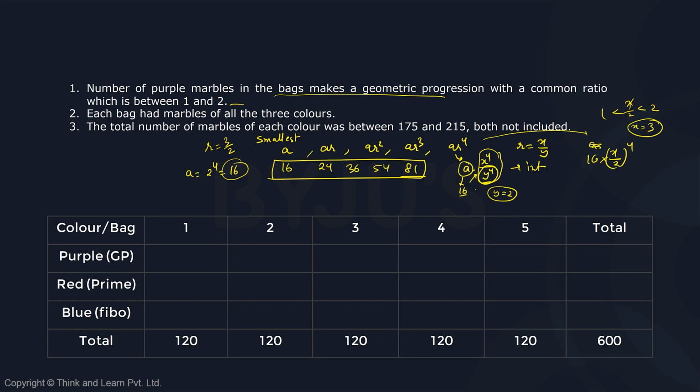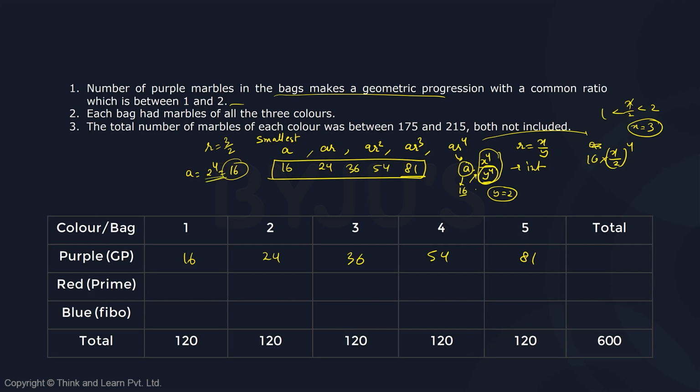So I can fix the purple marbles in the different bags. Let's name them 1, 2, 3, 4, 5. If I simply put them as 16, 24, 36, 54 and 81, and according to that I satisfy the other conditions, that's okay. Because in the question, the names of the bags do not give you anything, right? It is not necessarily needed. Alright. Also, this is the smallest number.